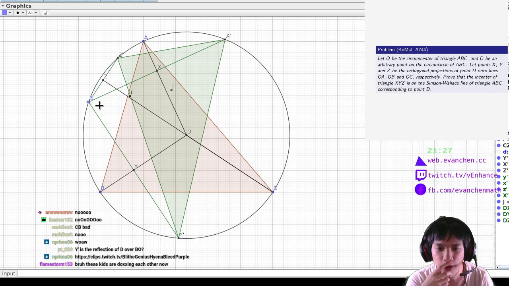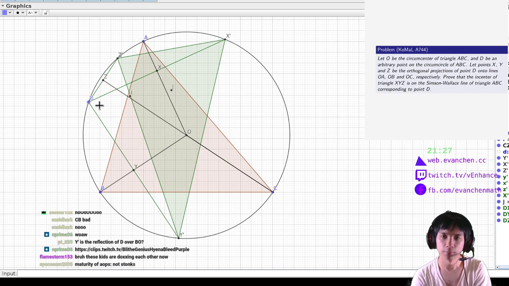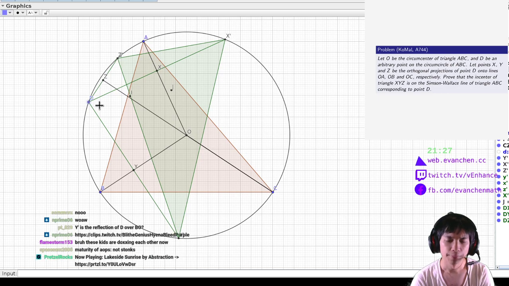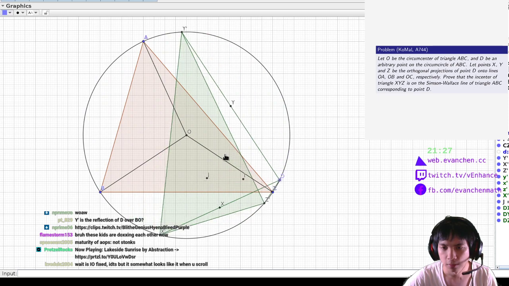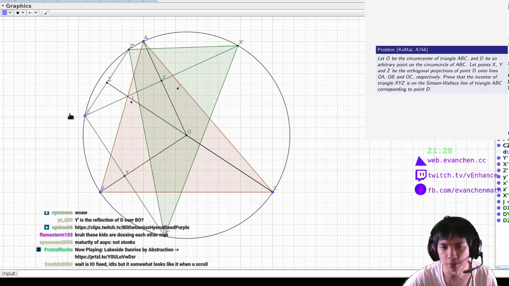Y prime is the reflection of D over BO? Yes, because we took a dilation, a homothety with ratio 2. I almost feel... But something feels strange about this. Something bugs me. IO is fixed, like the line IO, or the distance? Oh, I see. Okay. We can check that.